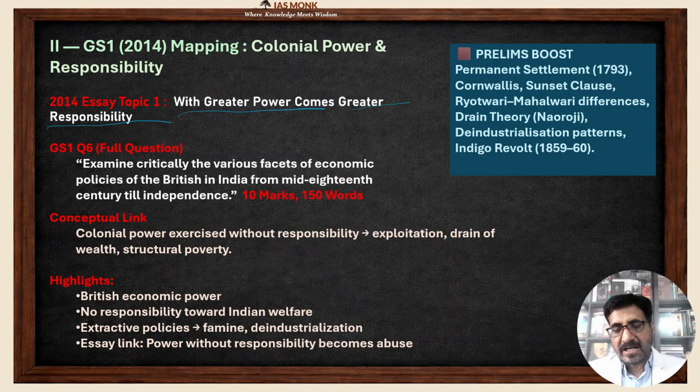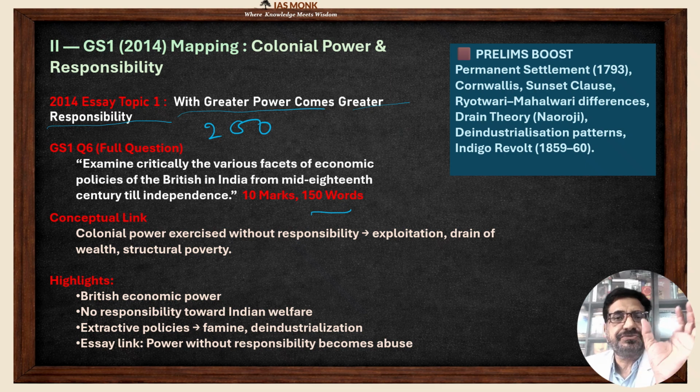And the question, I have a question paper in my hand, I'll just read out that question: Examine critically the various facets of economic policies of the British in India from mid-18th century till independence. So almost 200 years. You have to write the answer for this question in 150 words and for 10 marks. Okay, let us see how you can connect this.